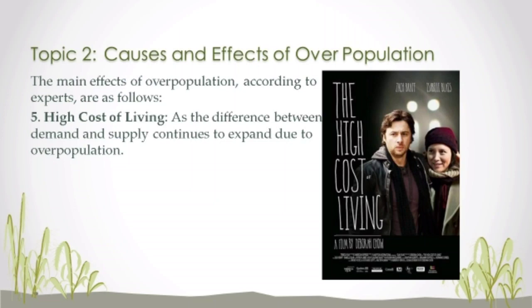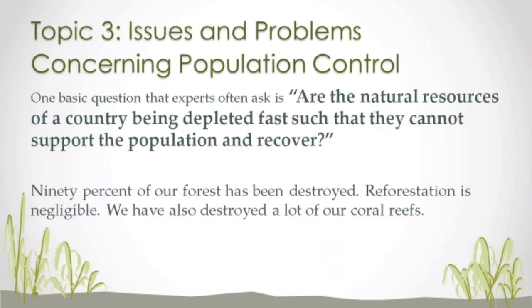So let's proceed to the issues and problems concerning population control. One basic question that experts often ask is, are the natural resources of a country being depleted so fast that they cannot support the population and recover? If your answer is yes, then the country is considered overpopulated. 90% of our forest has been destroyed. Reforestation is negligible. We have also destroyed a lot of our coral reefs.